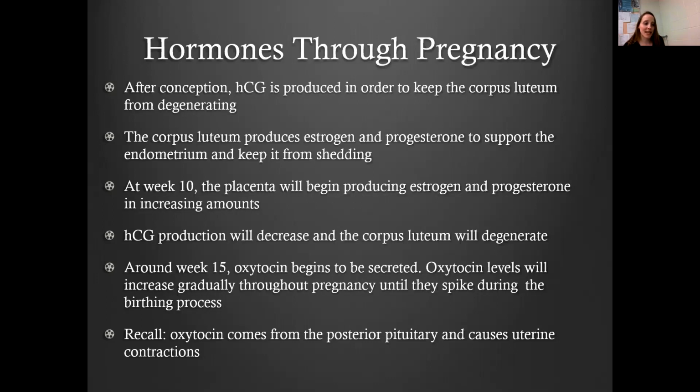Around week 15, there's another hormone that we haven't talked much about called oxytocin. Oxytocin is the hormone that causes uterine contractions. It comes from the posterior pituitary. And those oxytocin levels will just gradually increase throughout pregnancy from 15 weeks on until right at the process of labor, and then it really spikes.